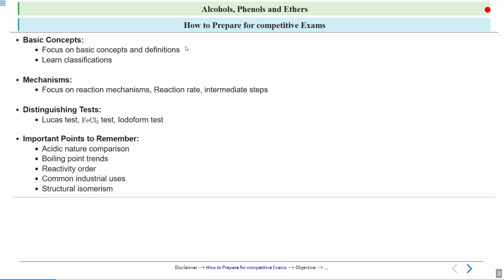Okay, so some basic concepts and definitions, some classification, some reaction mechanisms, reaction rates, intermediate steps, and some distinguishing tests we are also going to cover in this chapter, and you should also learn these distinguishing tests. Also some points to remember like their acidic nature comparison, their boiling point trend, their order of reactivity, their industrial uses, and their structural isomers.